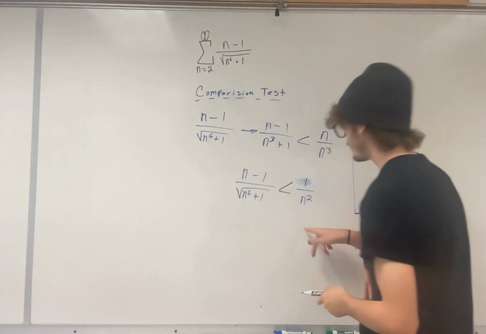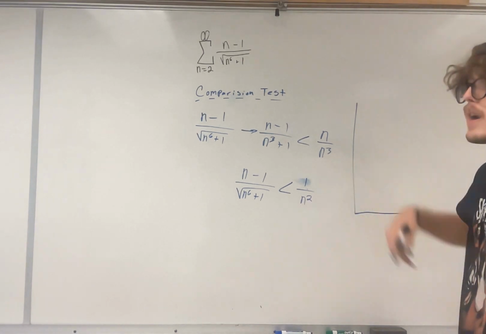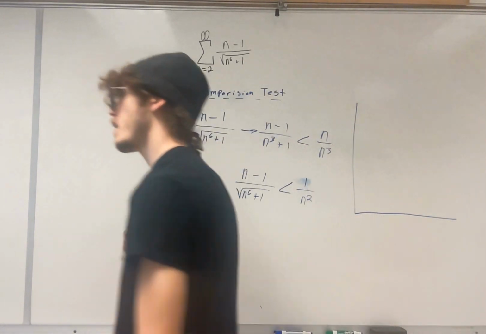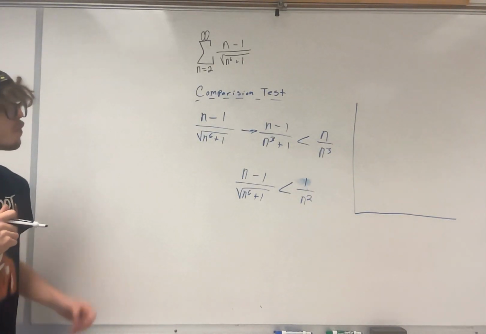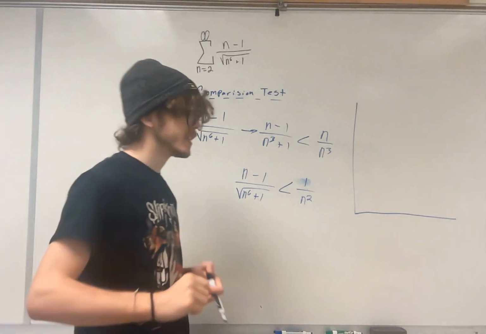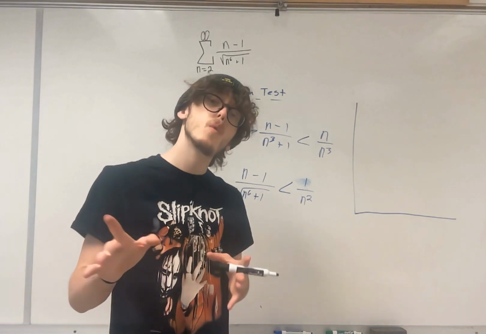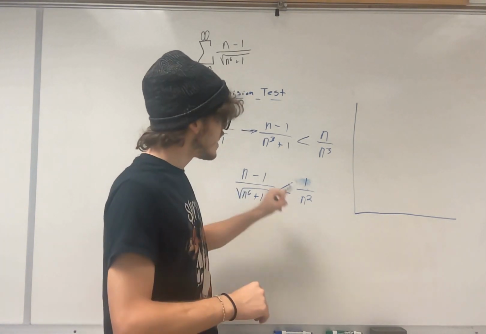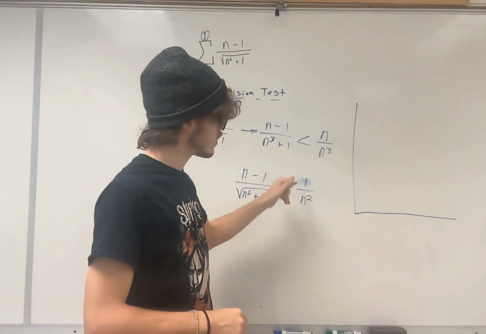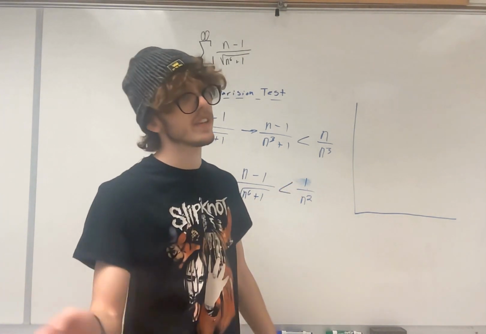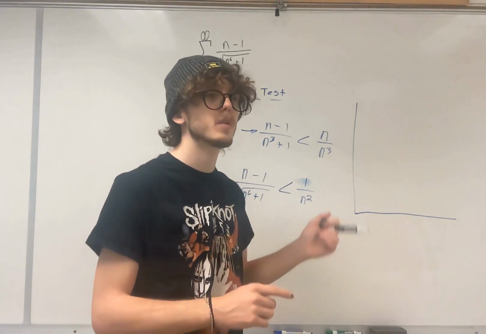But this function, 1 over n squared. What do we know about 1 over n squared? Well, you could say that it is convergent because of the p-series. The p-series states that if we have an exponent greater than 1, not equal to, but greater than 1, this is going to converge. But if it was less than 1 or equal to 1, it would diverge.